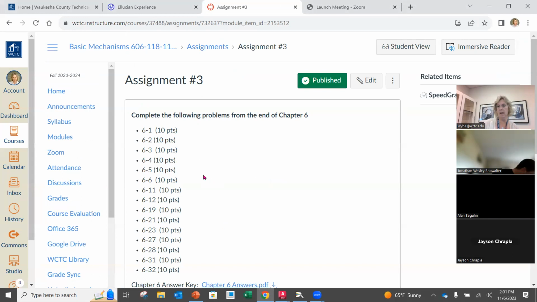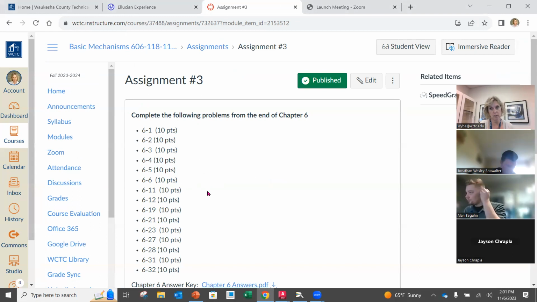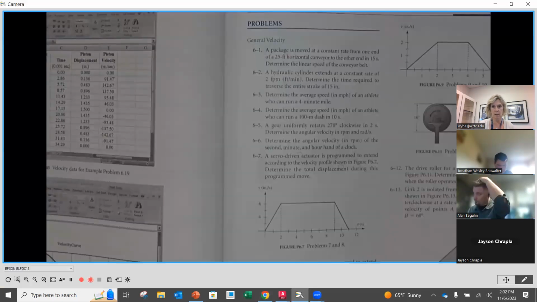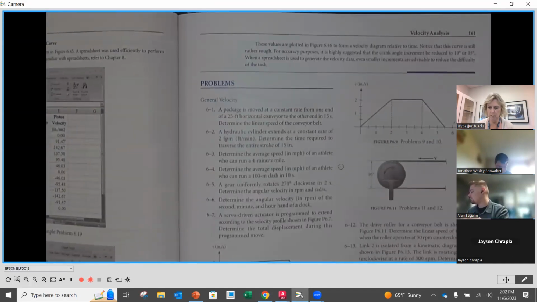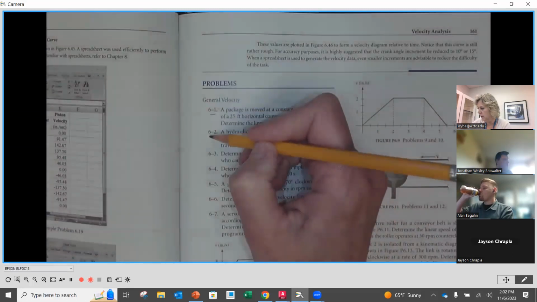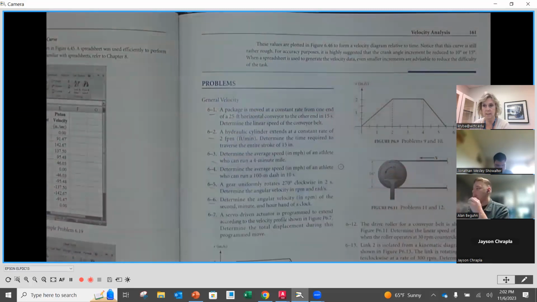And I think you'll see that they're not all as involved as especially the last problems that we did. Okay, so on page 161 is where the homework assignment starts. So I'm going to go underneath my camera here. And you'll notice that the first problems that we have are 1 through 6. Okay, so number 1, 2, 3, 4, 5, and 6.